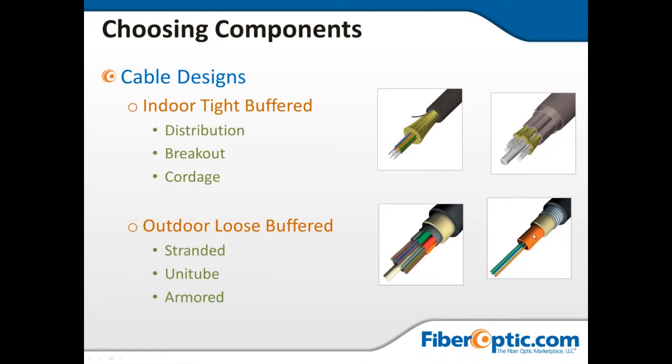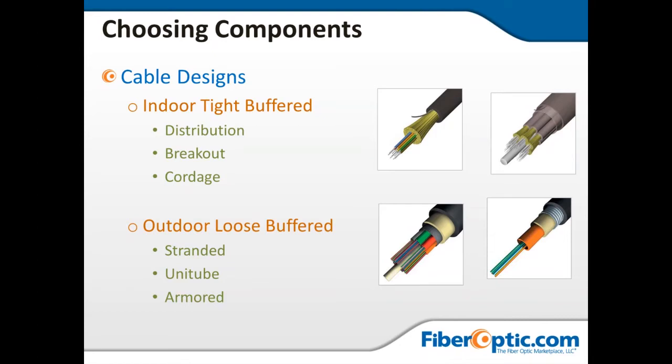The unitube design shown next to it is a central core, and in smaller counts has become very popular as all fibers are contained in a single inner tube. Unitube is the generic description for that.